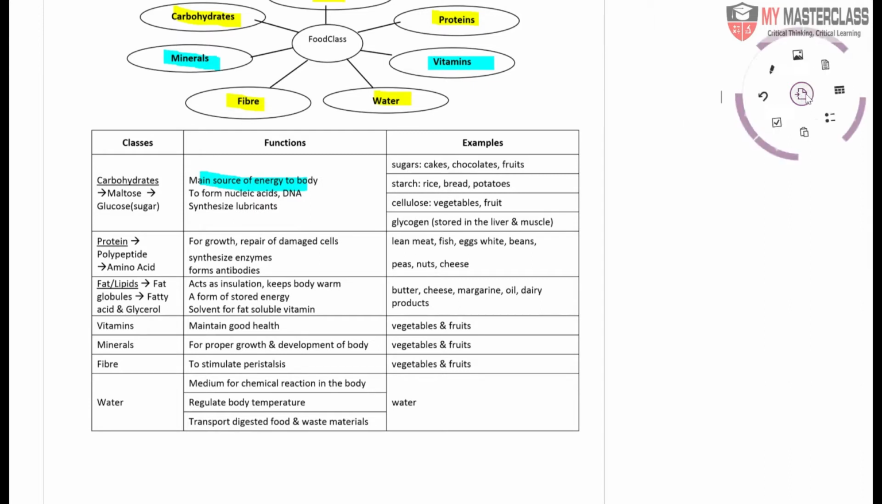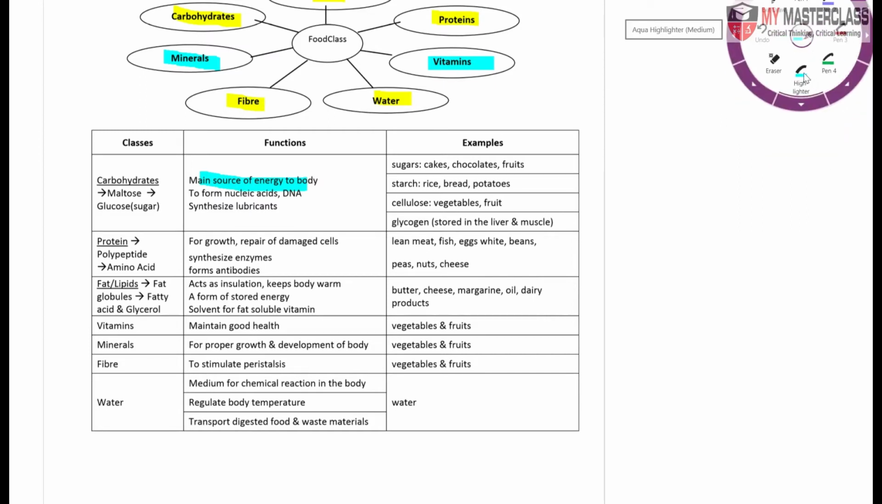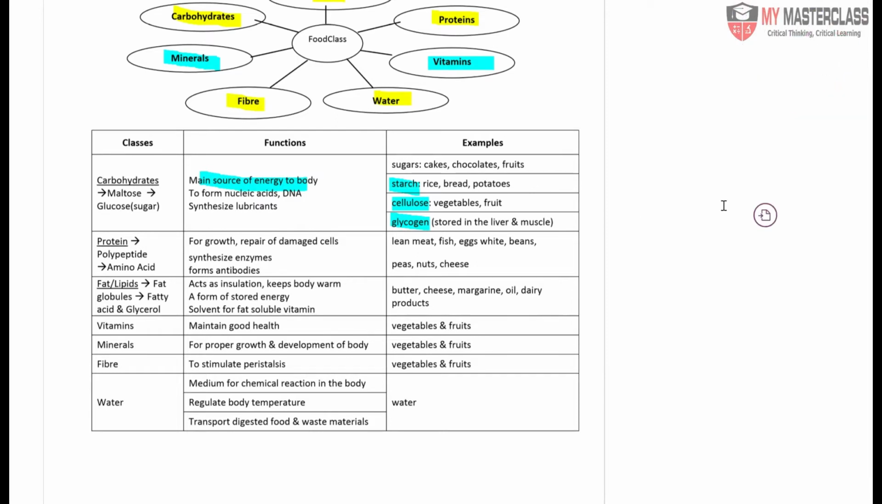Now, the part that I want to emphasize is this one. Notice the difference between starch, cellulose and glycogen. Glycogen is only in mammals, whereas cellulose and starch are only in plants. So do not mistake between these two. These two are only in plants themselves.